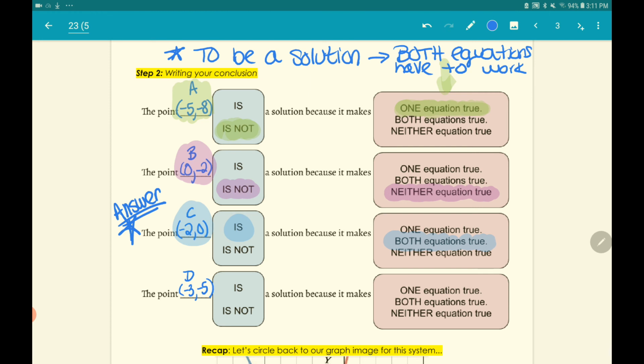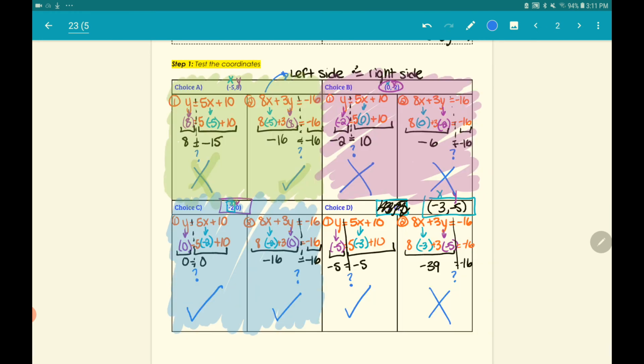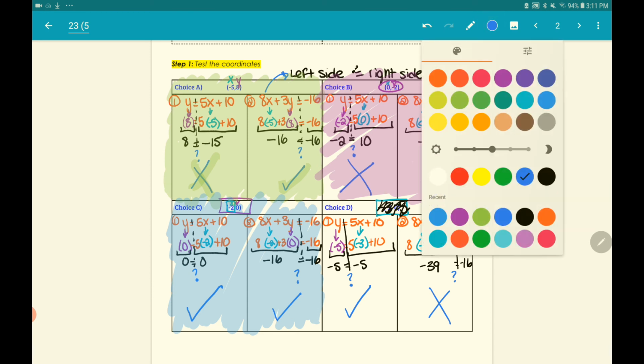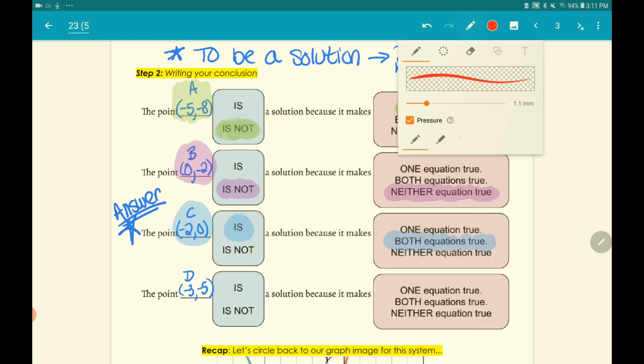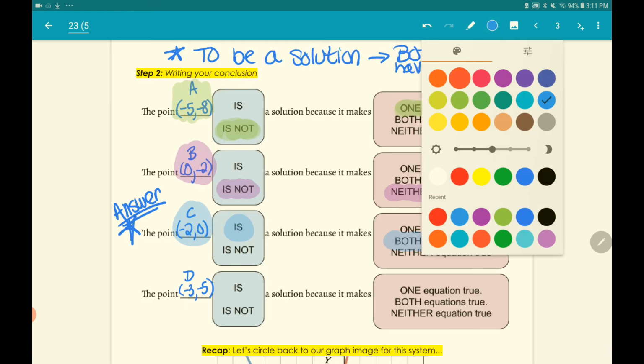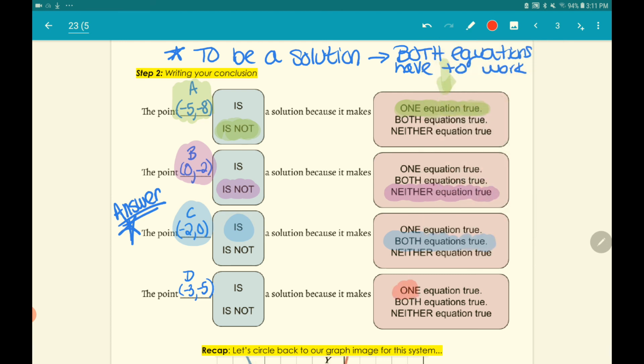All right, so let's quickly look at D now. That is this last section. I see a check and an X, so that means only one equation was true. So does that mean it is or is not a solution? That means it is not a solution because, like we said before, both equations have to be true. Having one is not enough.